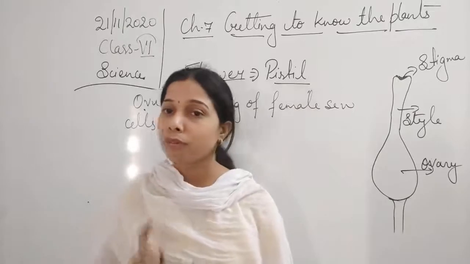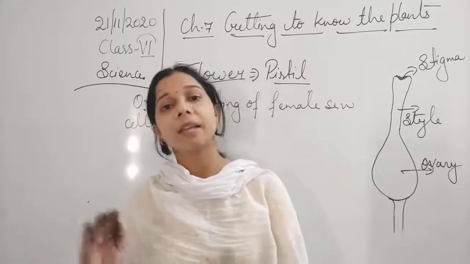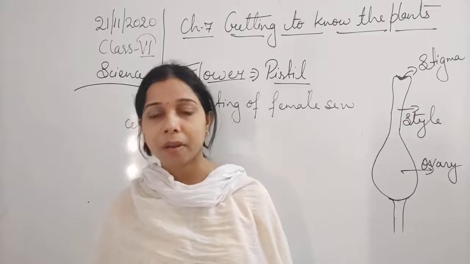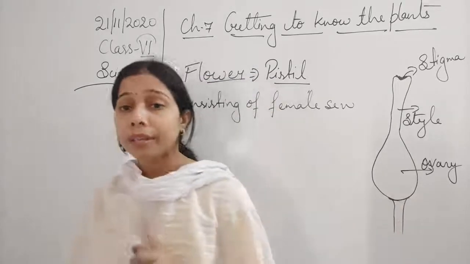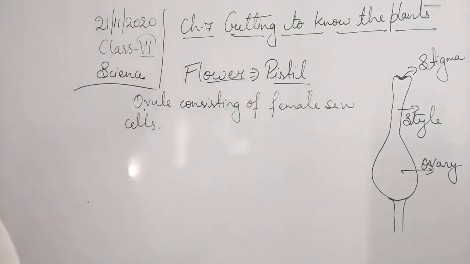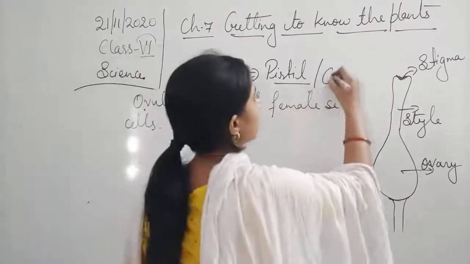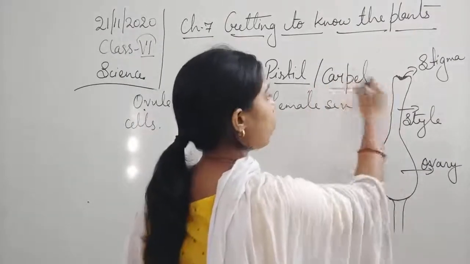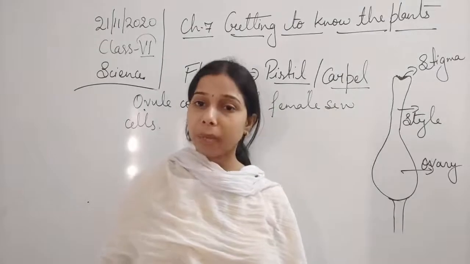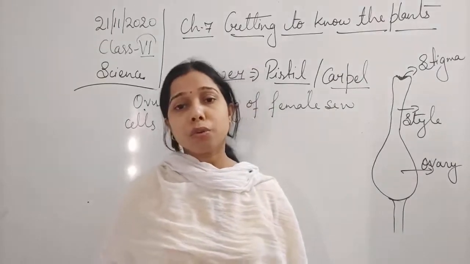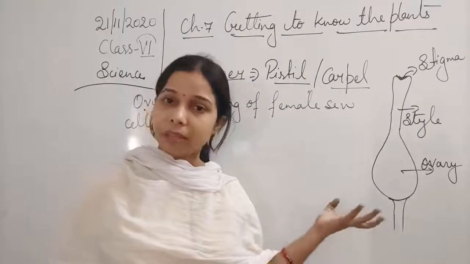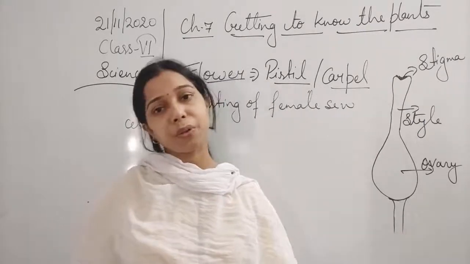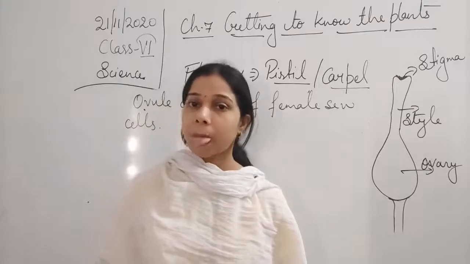A flower consists of 4 parts: sepals, petals, the stamen, which is the male reproductive part, and the female reproductive part, known as the pistil, or also known as the carpel. Both names are given. So whenever the female part of the flower is asked, pistil is written or carpel is written, don't get confused. It is the same thing. Either you can call it a pistil or you can call it a carpel.